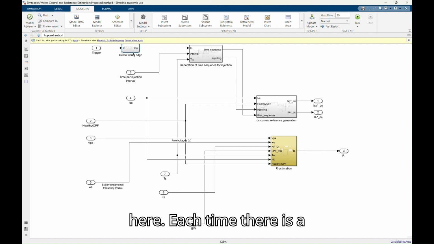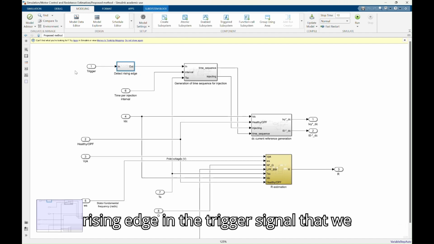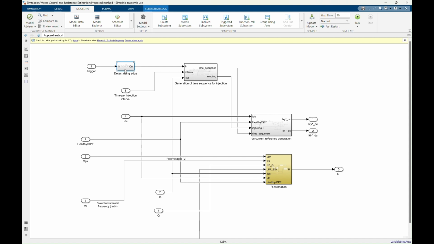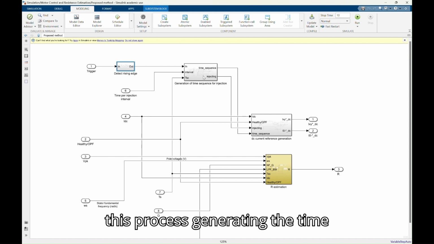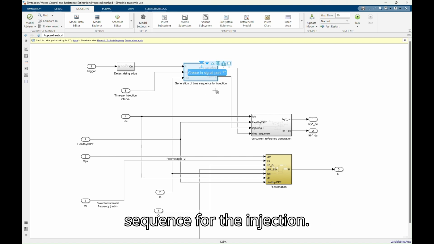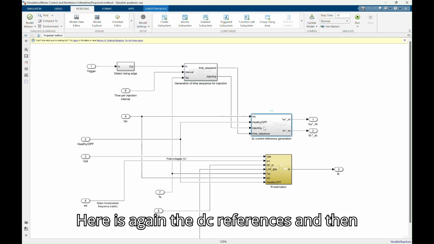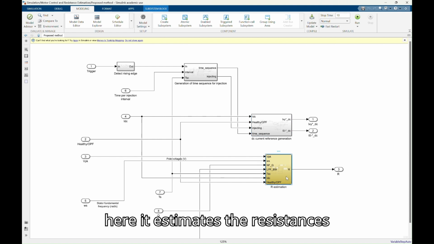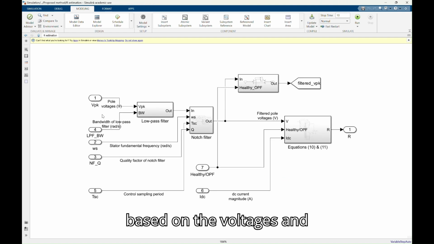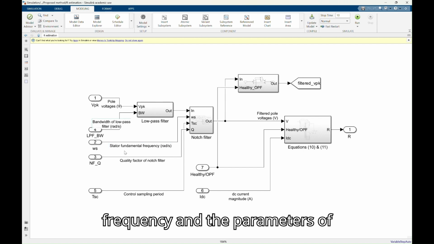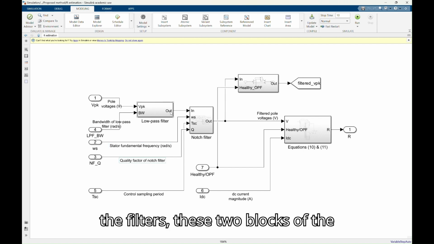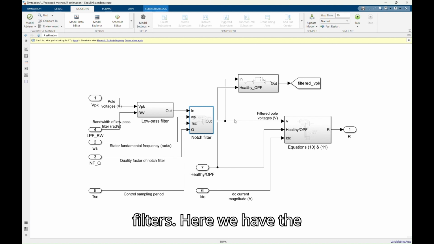So each time there is a rising edge in the trigger signal that we saw before, it starts all this process, generating the time sequence for the injection. Here it estimates the DC current references, and then here it estimates the resistances based on the pole voltages, and it takes into account the fundamental frequency and the parameters of the filters; these two blocks are the filters.